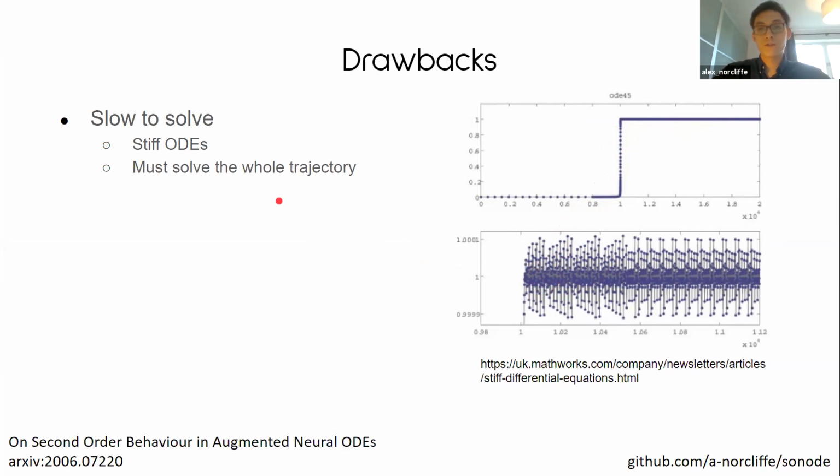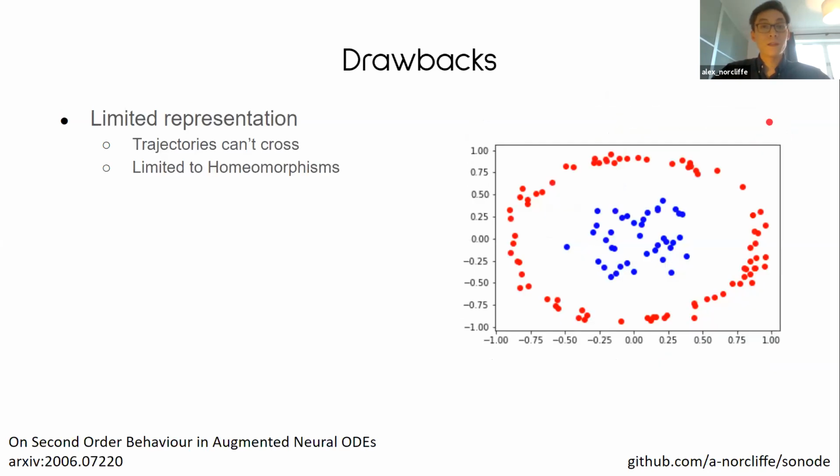You must solve the whole trajectory. So if we get some value at t equals 1.2, and then we want to get another one at, say, 100, then you actually have to solve everything in between to get to that. So these things can be slow to solve. Another drawback is that they have a limited representation. They are limited to homeomorphisms.